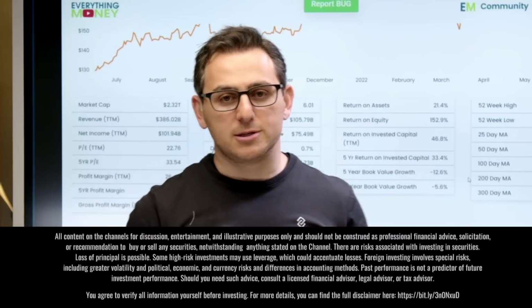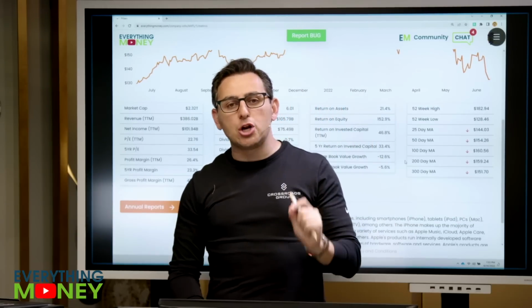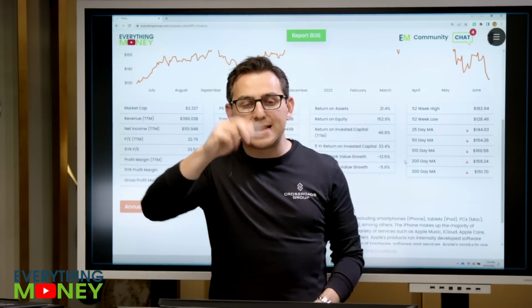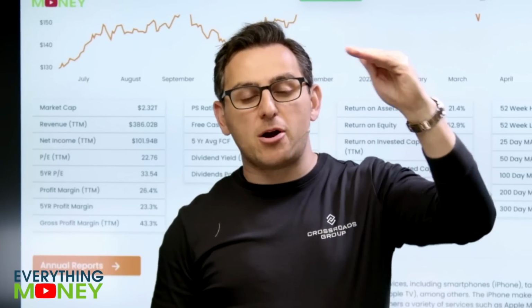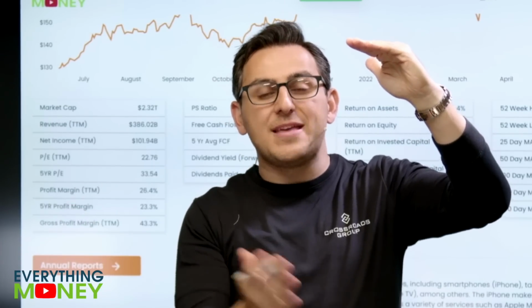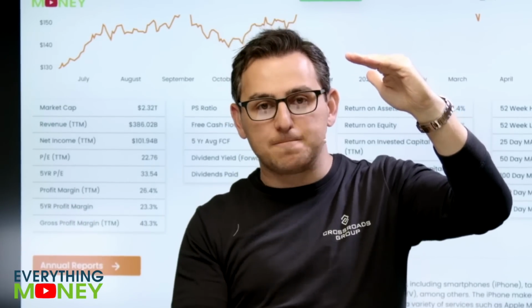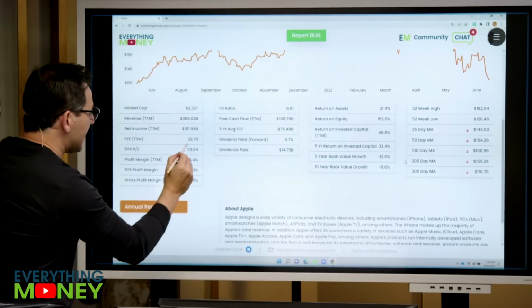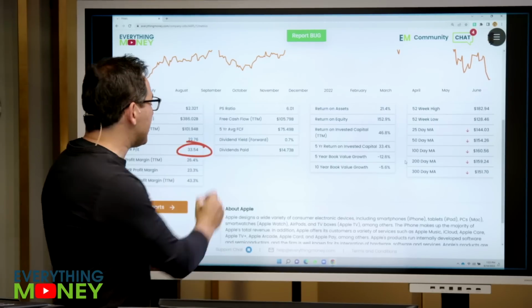But our first pillar is the 5-year PE being under 22.5. What this is, it adds up all of the net income for the last 5 years and then takes the market cap and divides it by that total, the average of the 5 years of net income. We want that to be less than 22.5. On Apple currently, it's 33.5. So that would be an X.